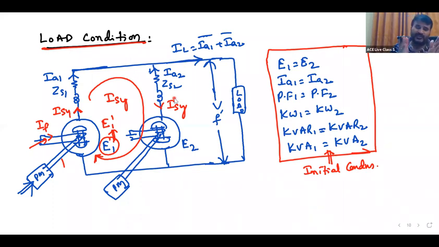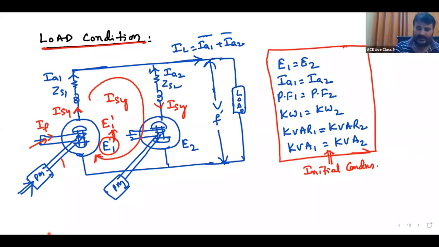But now I want to increase the load on the first machine. What to do? Increase its mechanical power input and decrease the mechanical power input of the other machine. When its mechanical power increases, it will take more load, but on the second machine the load is reduced. You are increasing mechanical power in the first machine, it will take more active power, but net active power is constant. Then active power availability on the second machine will reduce.